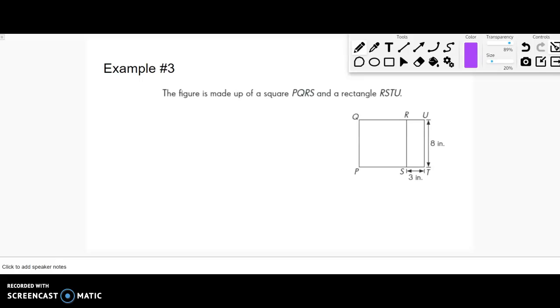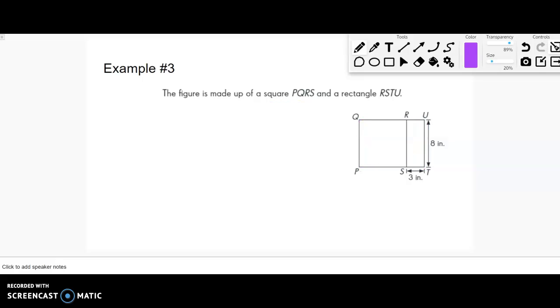Again, if you didn't get that, then make sure you go back and get it. Here is a different type of figure. So it tells me it's made up of a square PQRS. That means if I go from the letter P to Q to R to S and back to the beginning, that's a square. And then RSTU is a little rectangle. Okay, so we're trying to find the area of the whole thing.